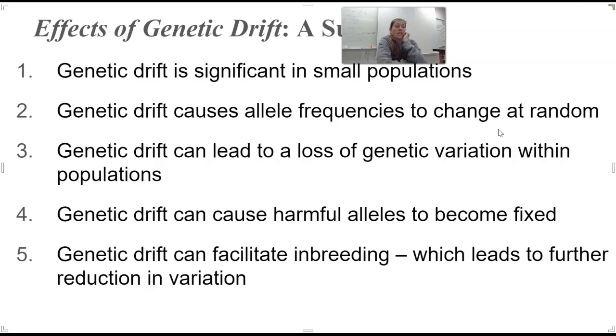And then genetic drift also can cause harmful alleles to become fixed in a population, meaning that they'll continue to be passed down from generation to generation, even though it's not adapted or it's not a good allele to have represented. And then last but not least, it does facilitate inbreeding, and that's what we talked about, that drastic reduction in variation is not necessarily good. As a population, you're more adapted if you can be more heterozygous.